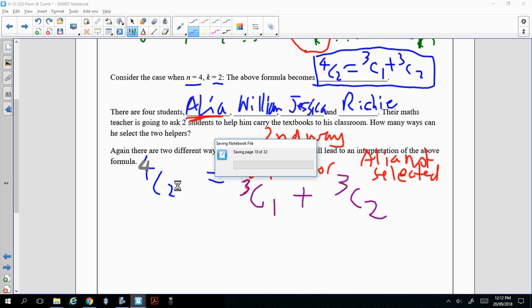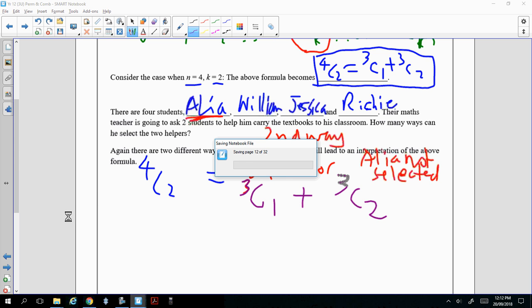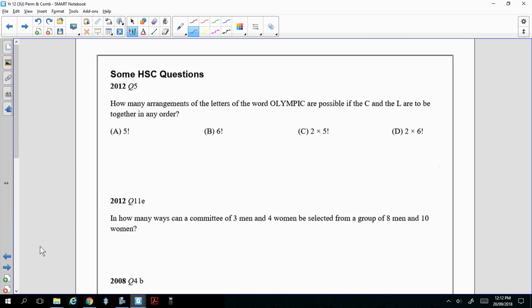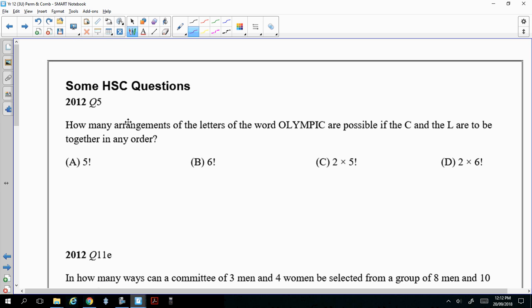Now we're going to look at some HSC questions. Okay, let's look at this question from the HSC. How many arrangements of the letters of the word Olympic are possible if the C and L are together in any order? First make sure that all letters are unique. It is Olympic, no repetition of letters. And then you have to make sure C and L are together. So what would you do?